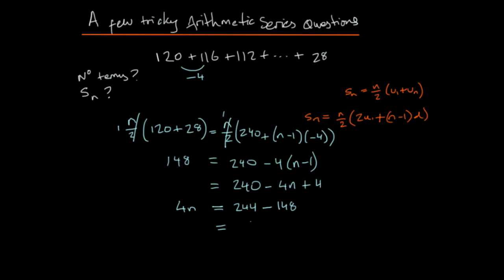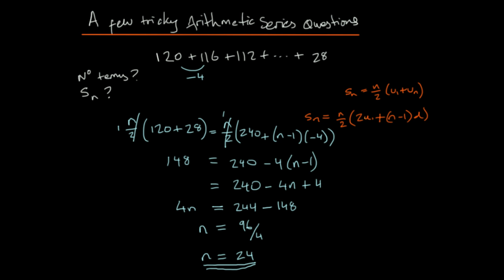Yeah, that makes sense. Okay, so you can do that in your head, or with a calculator if you're lazy. You get 96. So if we get 96 and we divide that by 4, we get n. And so 96 divided by 4 is 24. In other words, there are 24 terms in that series.